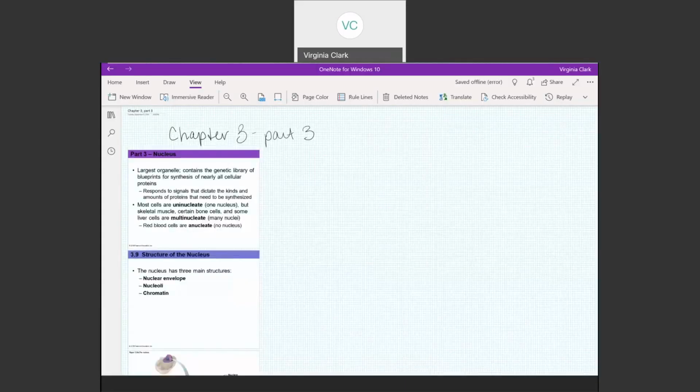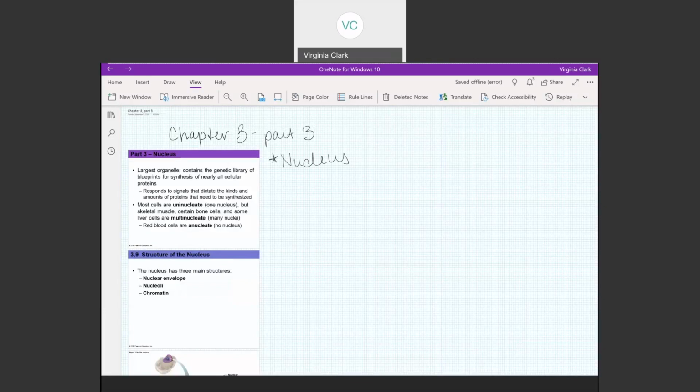Chapter 3, Part 3. So when we're looking at this, we've already looked at Part 1 and Part 2, the cytoplasm and all the organelles, as well as the plasma membrane and everything that makes up that. So now we're going to be looking at the nucleus.